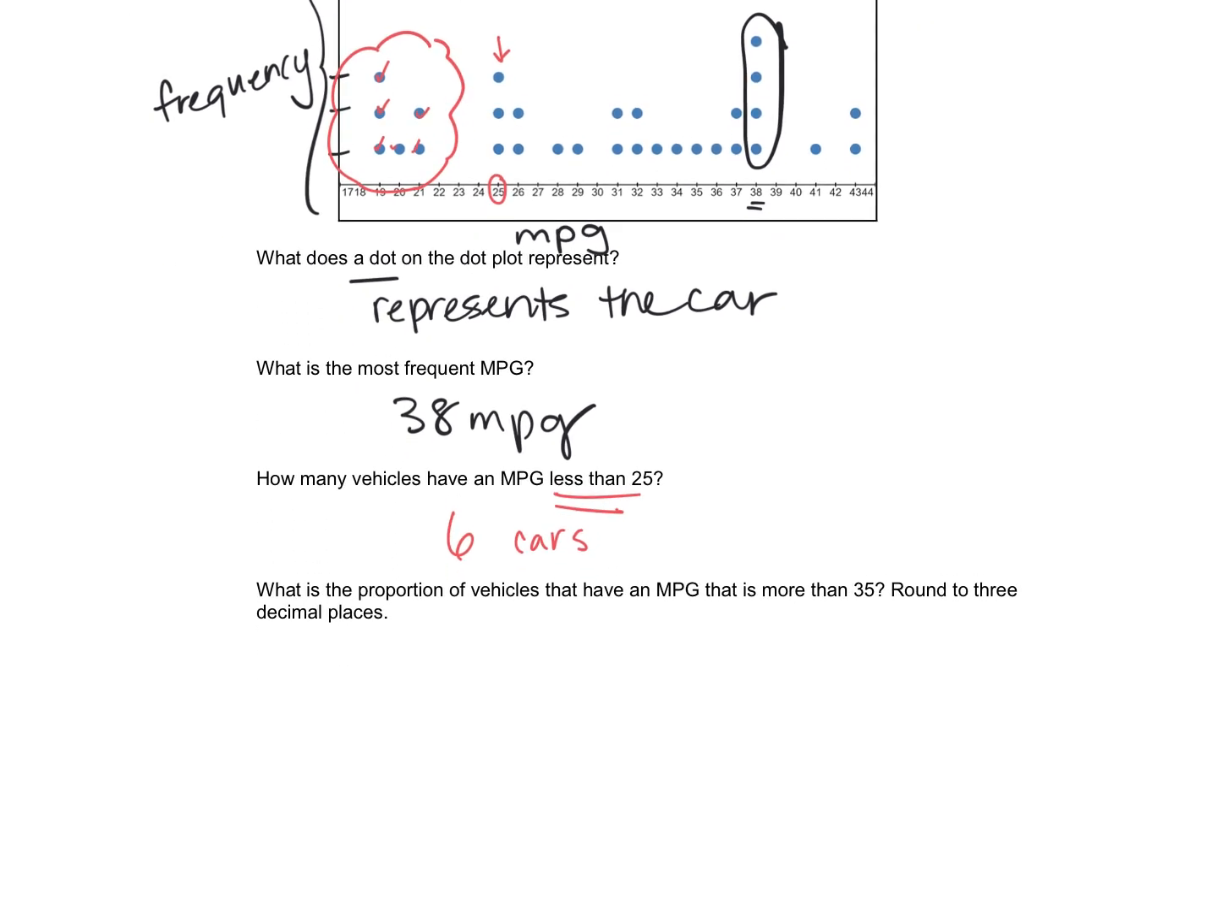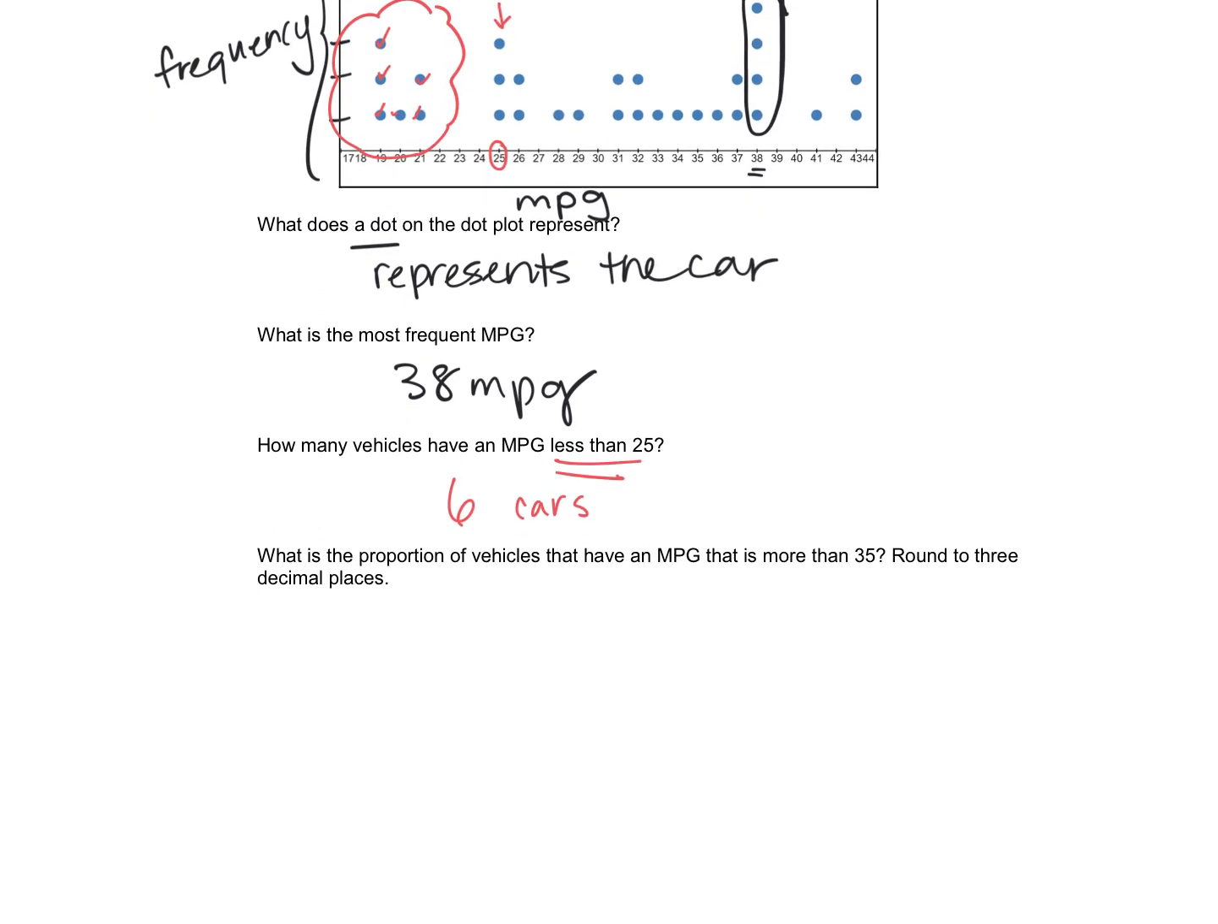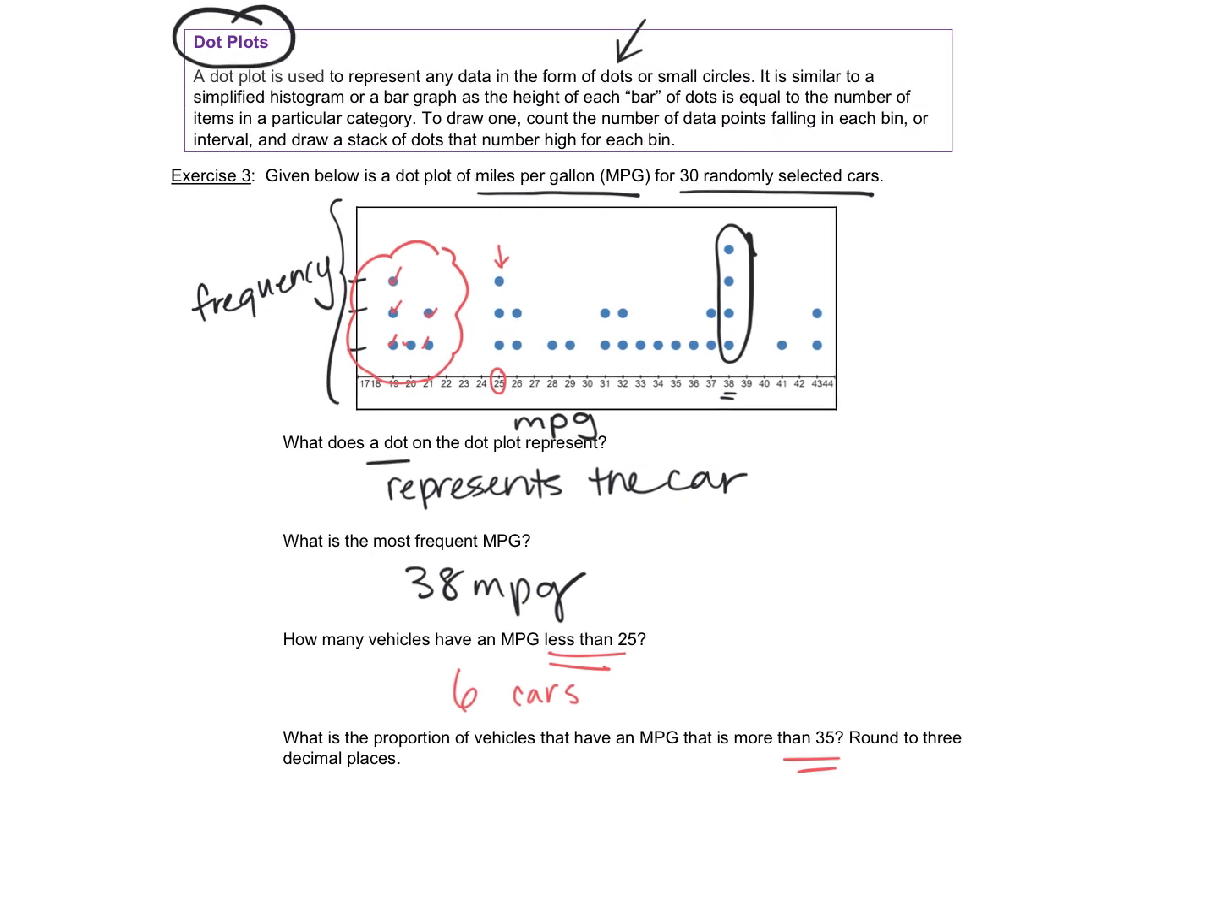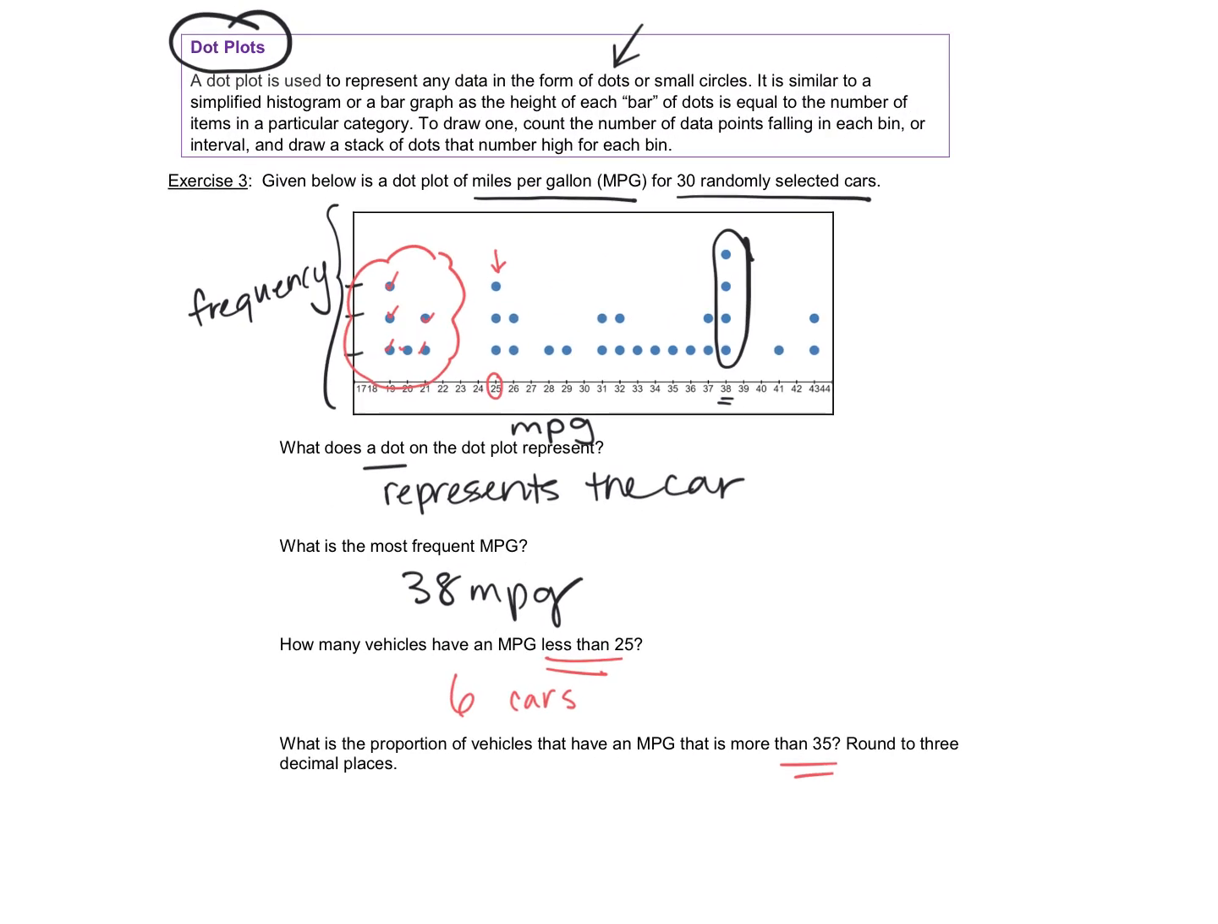And then lastly, it says, what is the proportion of vehicles that have an MPG that is more than 35? So if we're more than 35, let's focus on 35, we need to be greater. And so we're going to look at everything that is bigger than 35. So that's 1, 2, 3, 4, 5, 6, 7, 8, 9, 10. So there's 10 cars that live there.